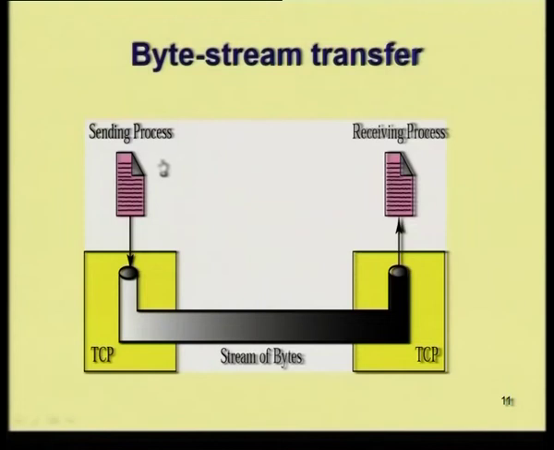Typically, you have a sending process which is giving data to TCP, and TCP treats that as a stream of bytes and sends it to the receiving end. And at the receiving end, TCP then delivers it as a set of bytes to the receiving process.